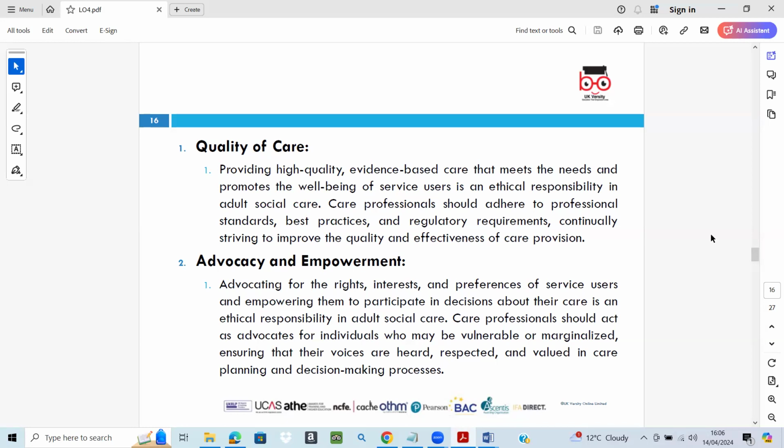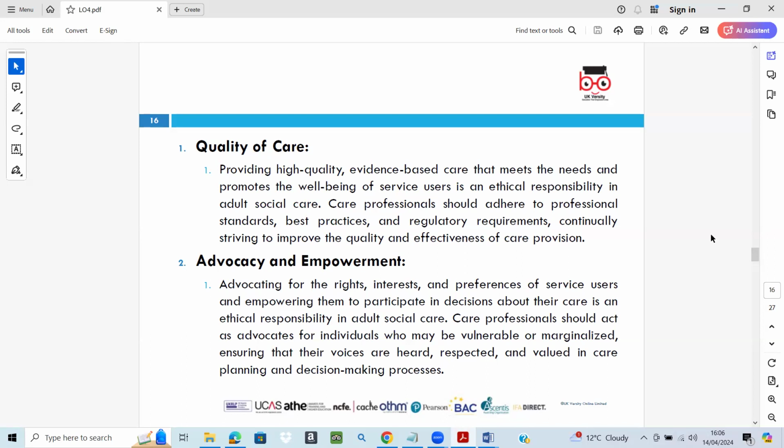Regular assessment, feedback from service users and their families, and compliance with healthcare standards are all crucial for maintaining high quality of care. Implementing quality improvement initiatives based on the feedback is also important. Now we have advocacy and empowerment.